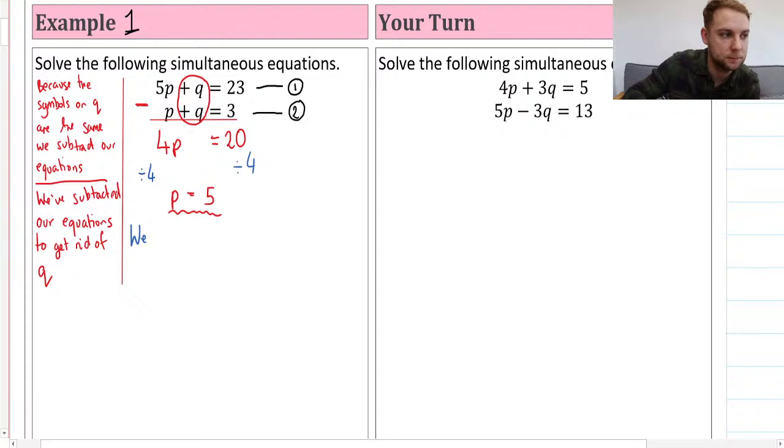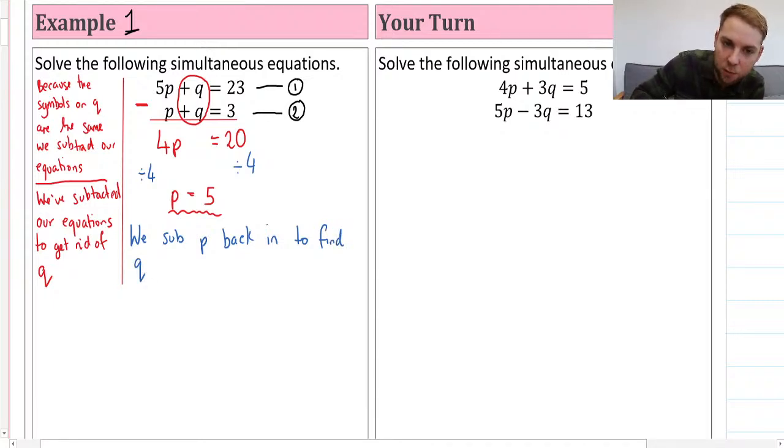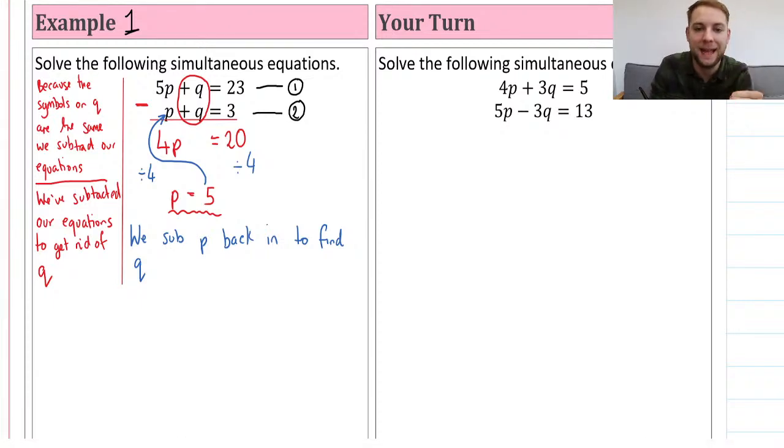We sub p back in to find q. So what I'm doing is I'm taking this p, which I now know is 5, and I'm going to put it back in. Now I'm going to put it back into this equation here just because it's a little easier. So I now know that p is equal to 5.